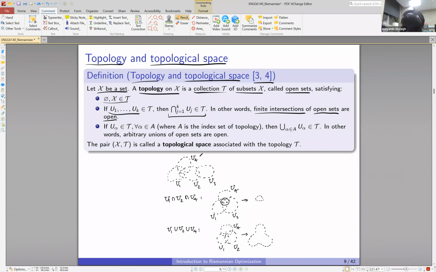An example is that, consider these. Assume I want to calculate the intersection of U1, U2, and U4. What is their intersection? It's here. This is also an open set, so it is in T.